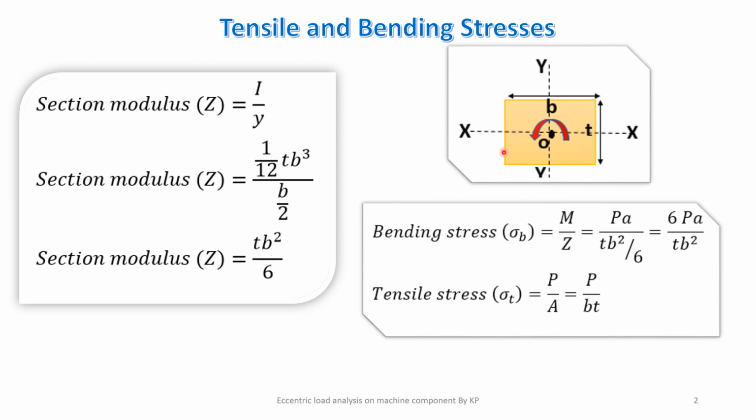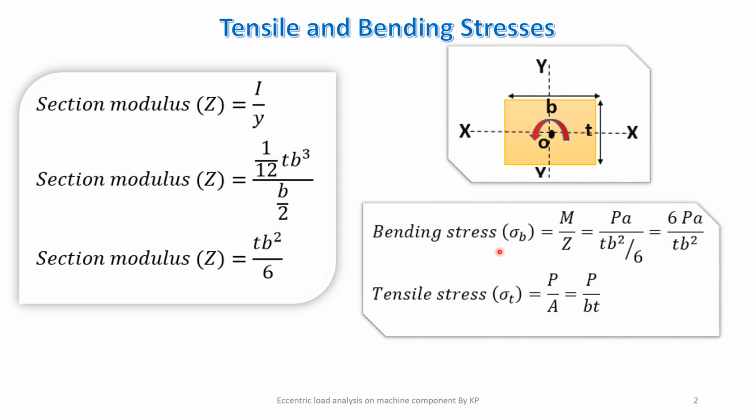The distance of this fiber or this fiber from the centroidal axis is b by 2. So here we put the value of y equal to b by 2, and we get the section modulus value as t b square divided by 6. The bending stress is M divided by Z, where M is the moment, which is the couple in this case, whose value is P into A, divided by Z, that is t b square divided by 6. So this value is 6 P A divided by t b square.